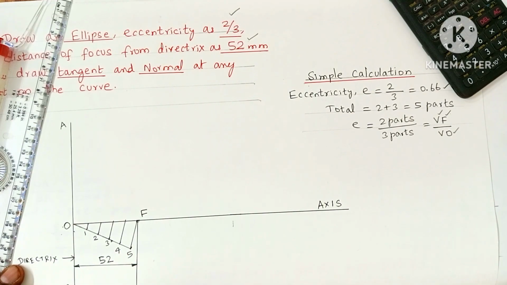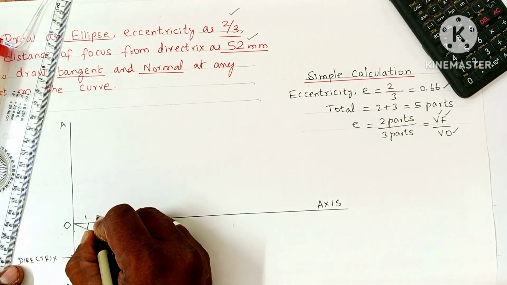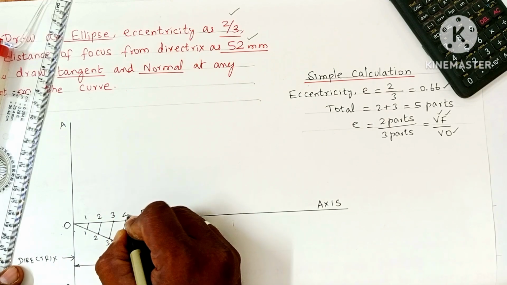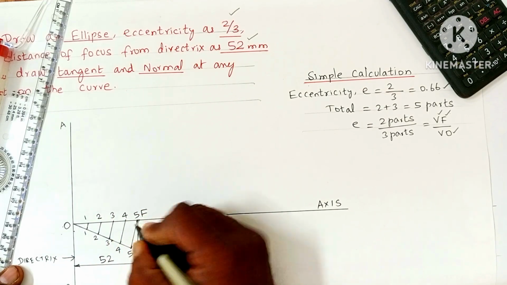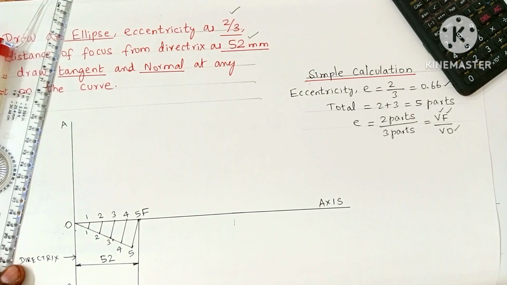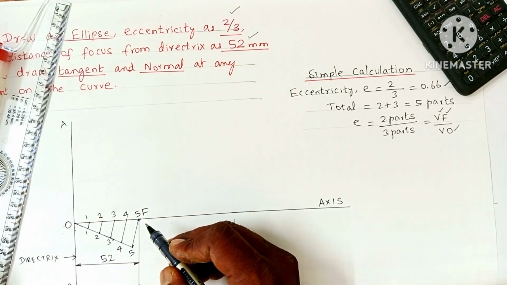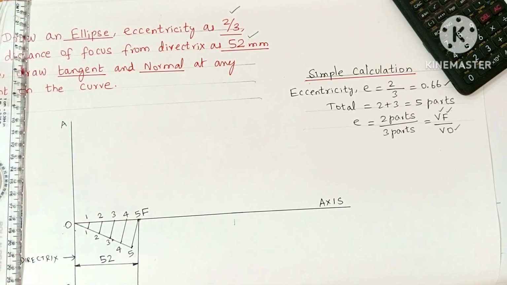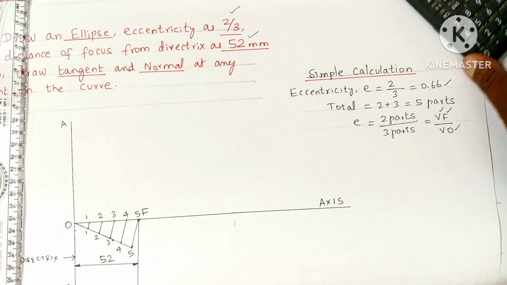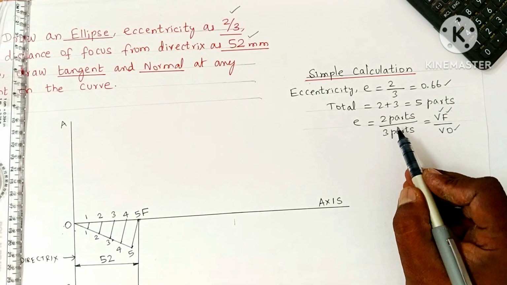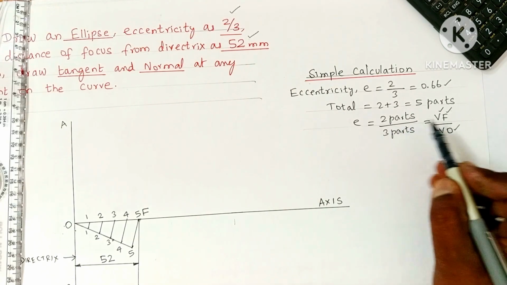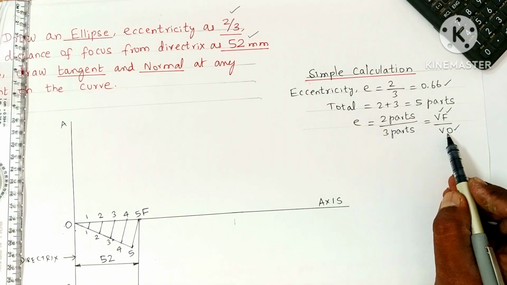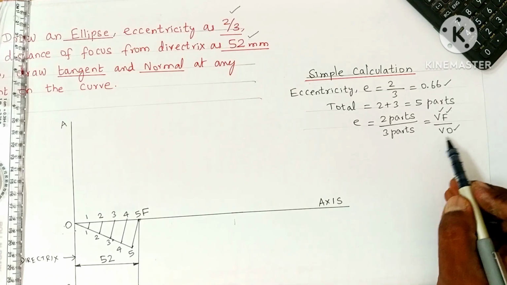Let me number this 1, 2, 3, 4 and 5. The fifth point is F, which stands for focus, a fixed point called focus. Now this is step 1. Now I am going to draw several vertical lines. Before that, the ratio given is 2 by 3. So 2 parts is equal to VF, and 3 parts is equal to VO. Let me put in the simple calculation part.